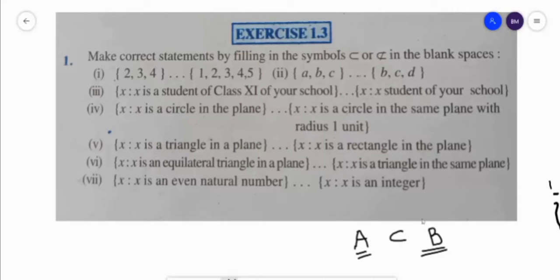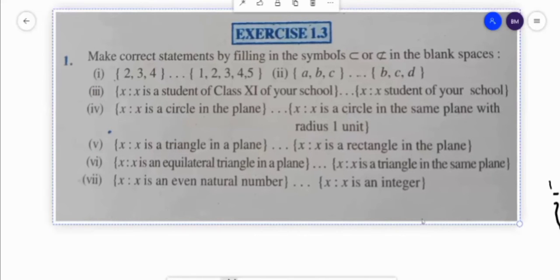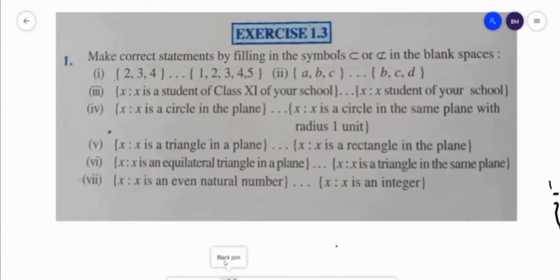1.3, first problem. First, Roman 1 is {2, 3, 4}. Sorry, {2, 3, 4}. Whether this set is a subset or not of the set {1, 2, 3, 4, 5}. See that all the elements 2, 3, 4 belong to the set, since 1 to 5 is there. So obviously all elements of this are in it, so this is a subset of the second set.